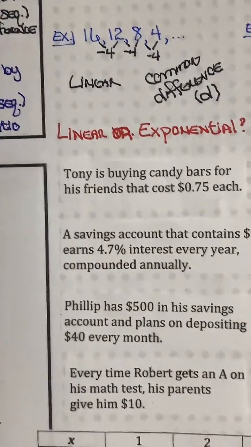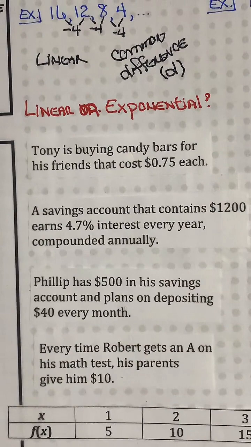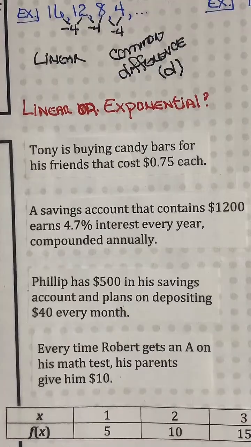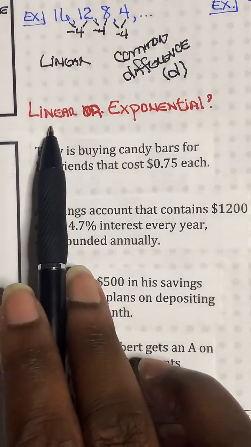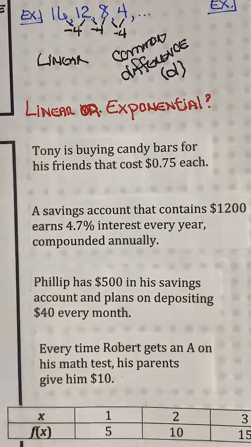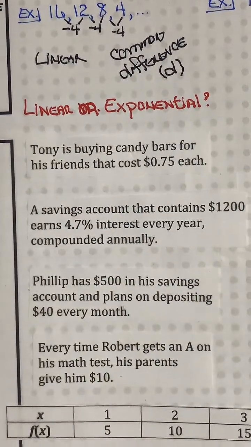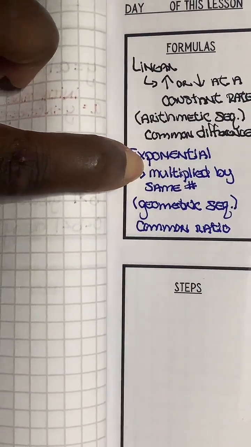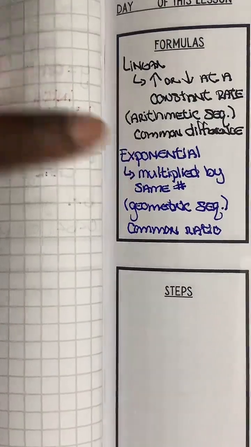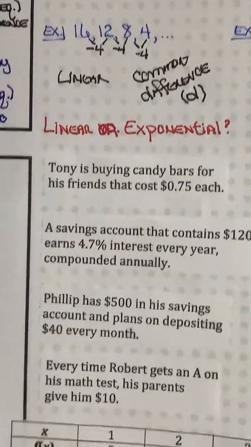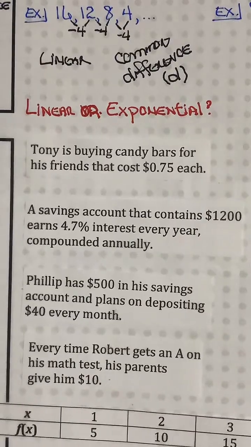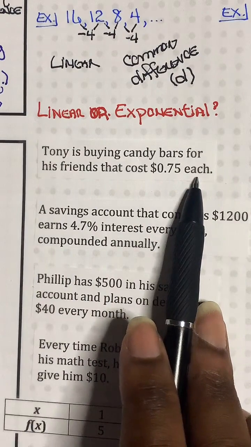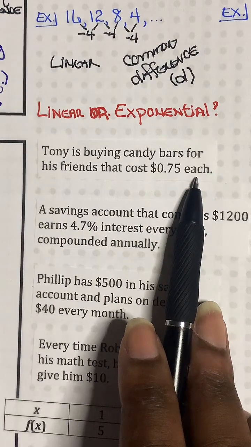All right, so you also asked me for some word problems. Let's throw some stuff together. Same thing here: tell me if it's linear or exponential. You're like, how do I know it's exponential? If something is being multiplied at a constant rate, the same number, we're looking at exponential. So, Tony is buying candy bars for his friends that cost 75 cents each. Would that be linear or exponential?